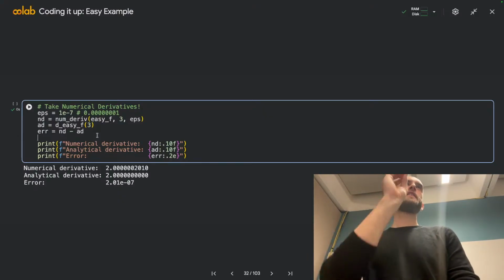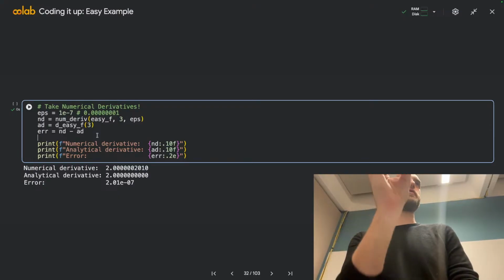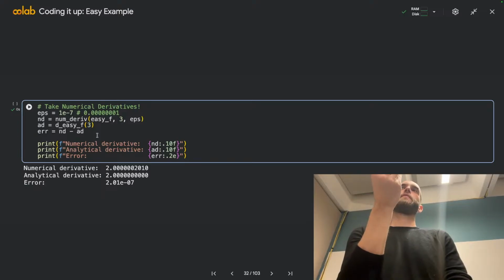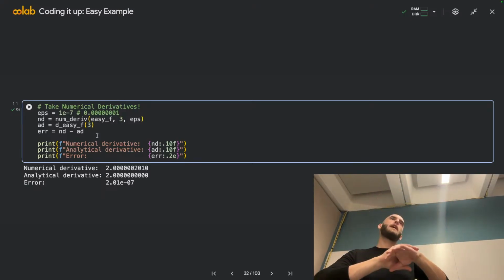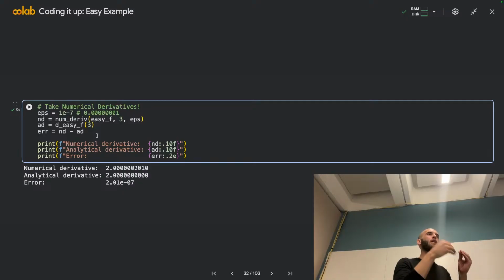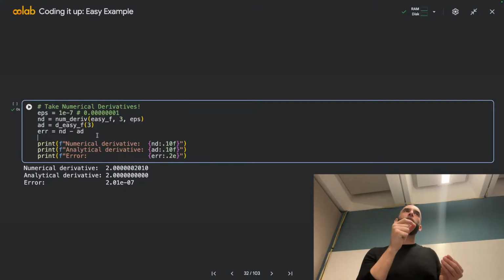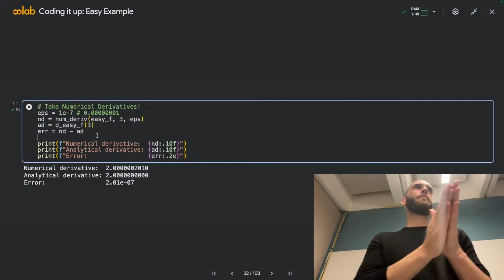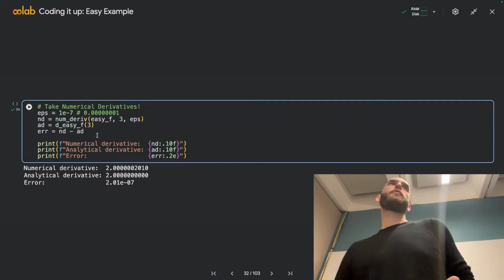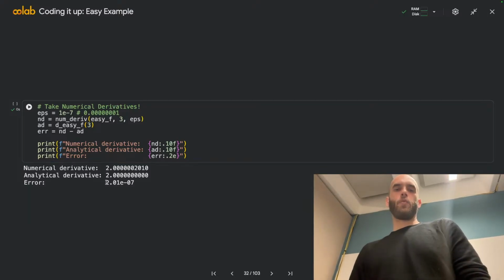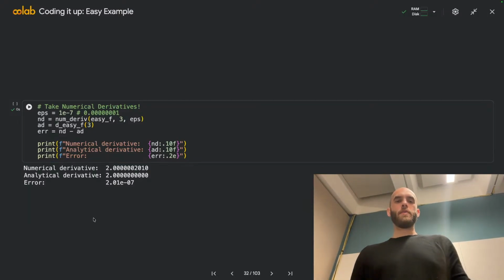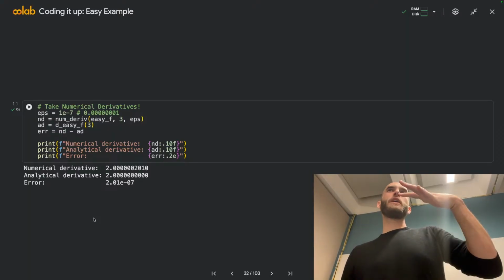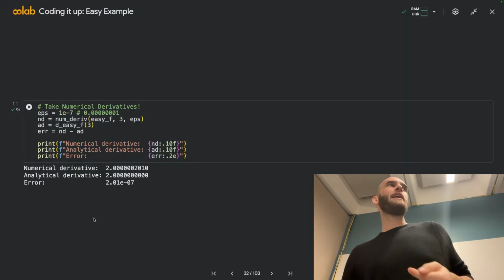So what's nice, even though this is a very simple function, these are the kinds of things we can do with numerical derivatives. We don't always care particularly about the functional form of the derivative. Sometimes all we care about is the actual value of the derivative at a particular point. And we can actually take this further. We'll talk about how we can have a computer evaluate the derivative at many, many different points.